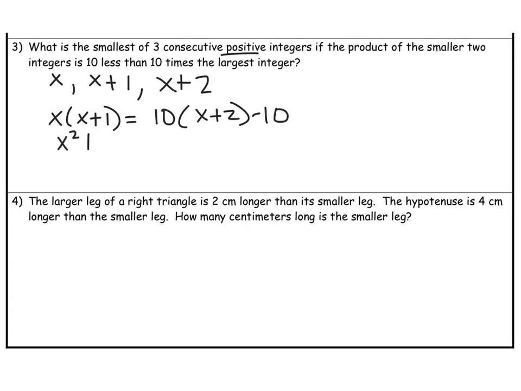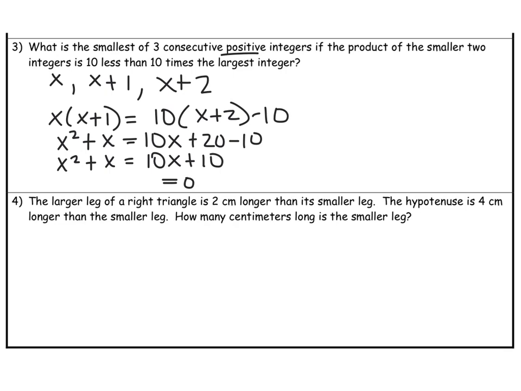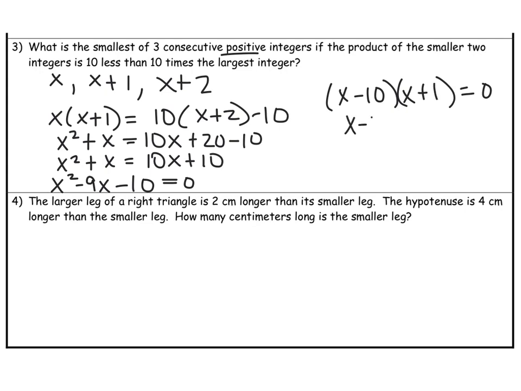And if I simplify that, I get x squared plus x equals 10x plus 20 minus 10. So x squared plus x equals 10x plus 10. And I want to set it equal to 0, so I'm going to move the 10x over, which would give me a negative 9x, and the 10 over, which would give me negative 10. And I'm going to factor that. So the factors of negative 10 that add up to give me negative 9 would be negative 10 and positive 1. So if I set both of those equal to 0 using the zero product property, I get that either x is 10 or x is negative 1, but since it said positive, I'm going to go with 10.